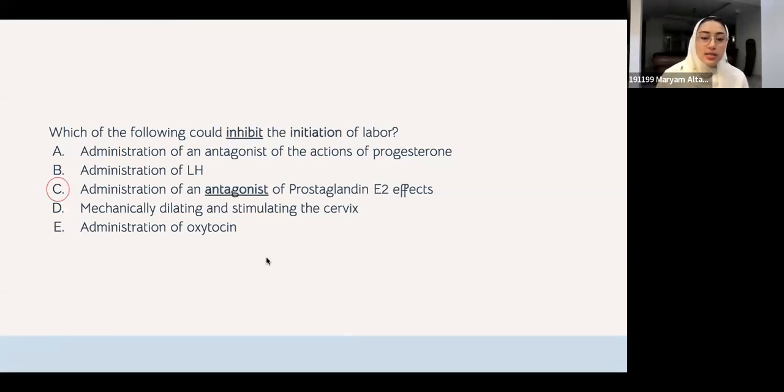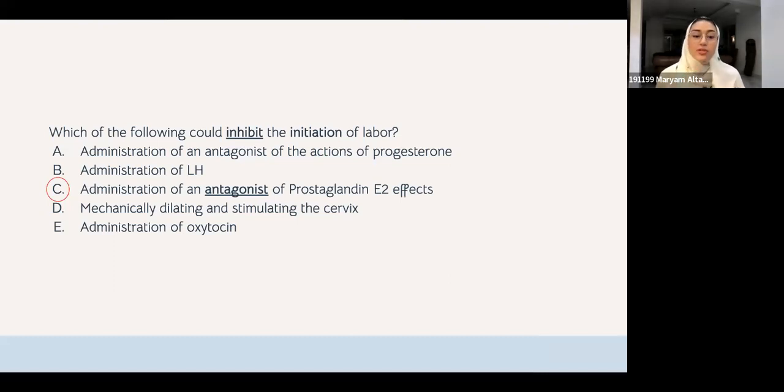Let's look at exactly what the question is asking. Which of the following would inhibit the initiation of labor? Meaning, what can stop labor from happening? In order to know that, we need to know what makes labor happen in the first place. So prostaglandin E2 helps. There's different stages of labor. Initially when labor starts, you need to make sure that the baby has an opening to go through in the first place, right?